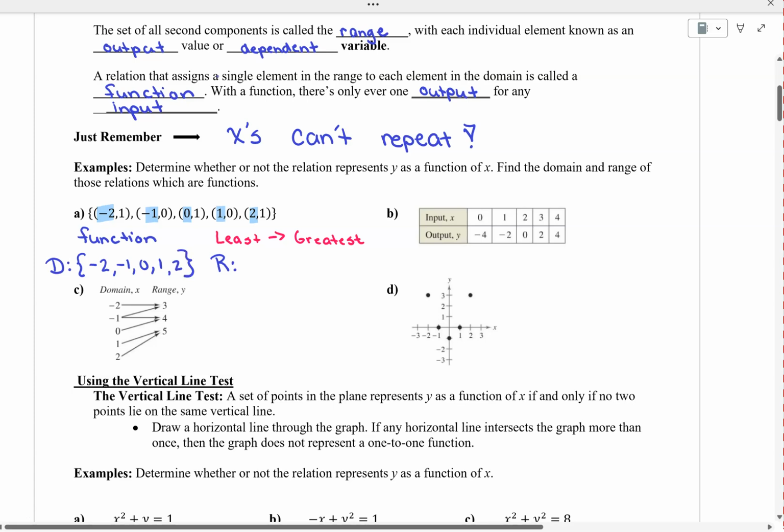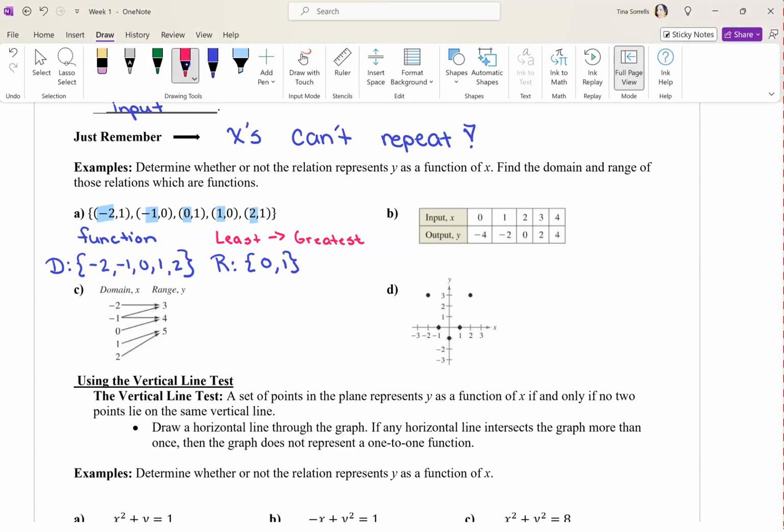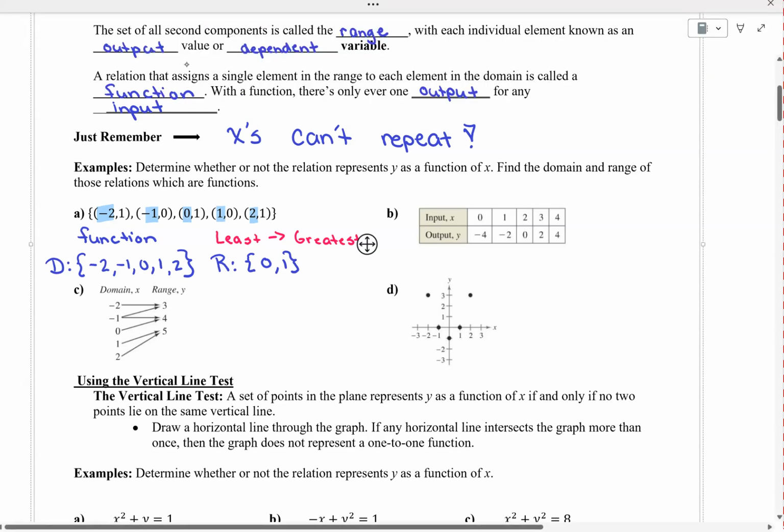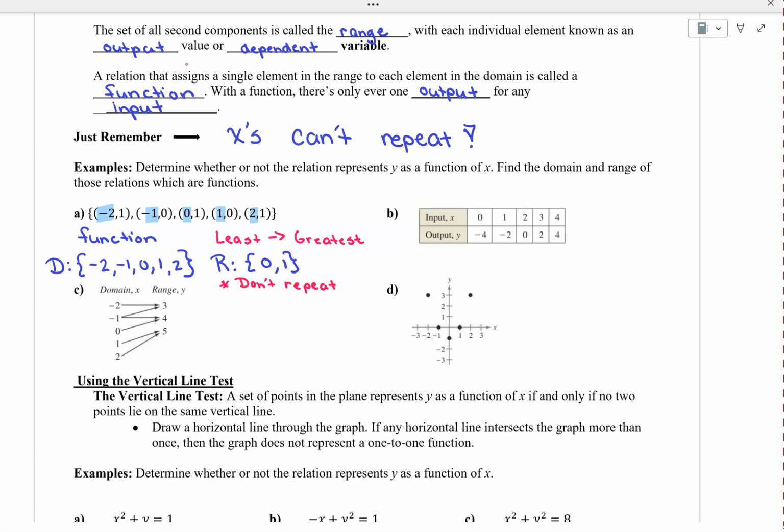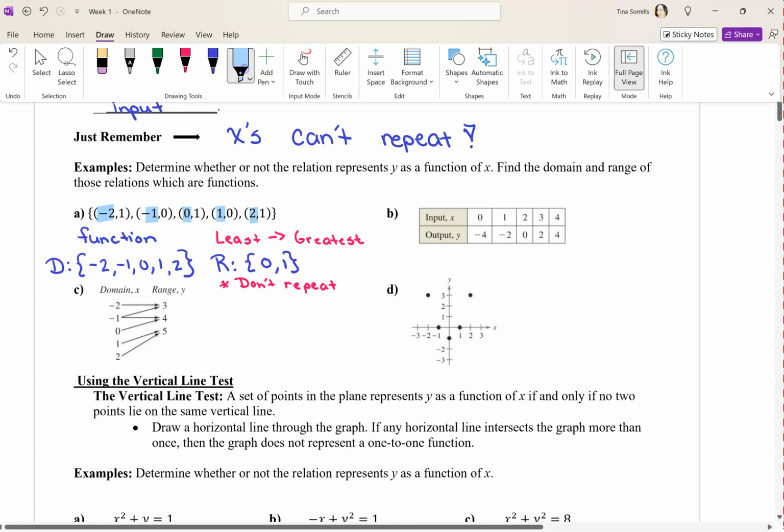Okay, now if we look at the range, which are the ones I did not highlight, we have a 1, a 0, a 1, a 0, and a 1. So that means we only have a 0 and a 1. Again, I'm going to make an extra note here saying don't repeat. So when you write these, do not repeat them. Okay, let's go look at the next example.